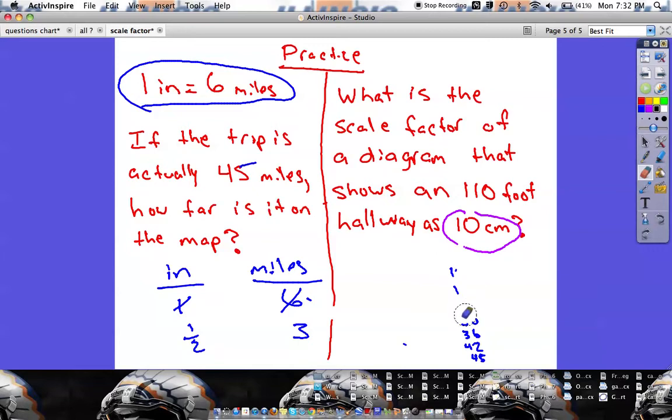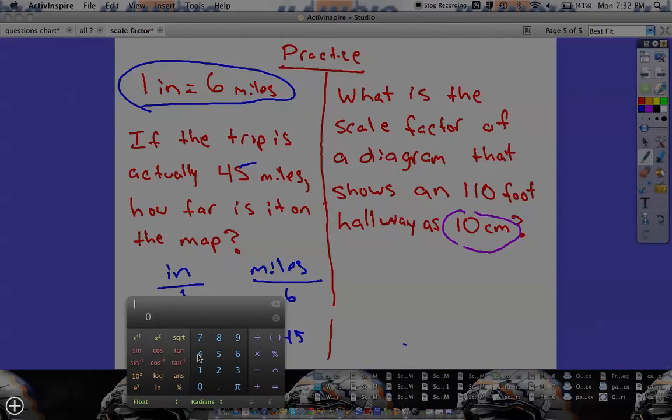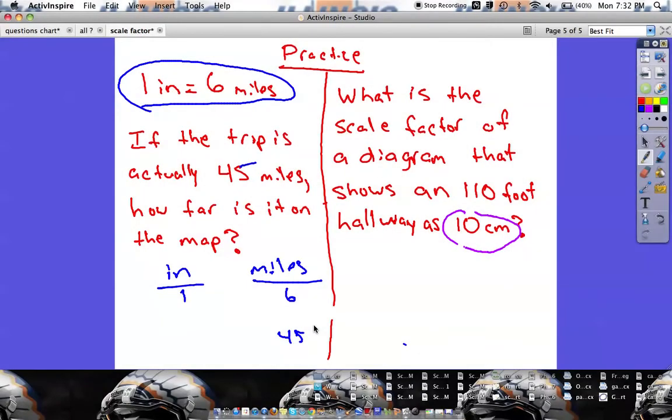Now, what I'm guessing a lot of you guys did, because a lot of you guys have really attached to this method, which works fine, is if I have 45, I can do 45 divided by 6. And I bet a lot of people did that. I'm just going to use my calculator and do 45 divided by 6. And I got 7.5.